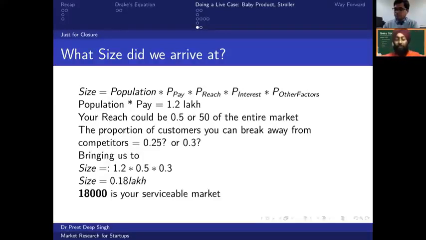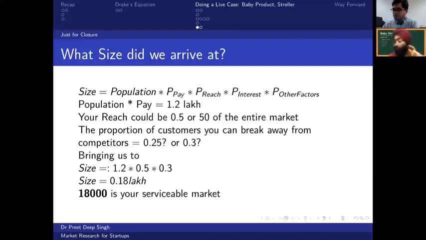Think of any number. Think of it as 0.25, 0.3, whatever. You know, 0.3 is a big number, by the way, in your first year, right? So that gives you a total serviceable market of 18,000. This is the number. Take a moment, absorb this slide. 60,000 is the total market that you are reaching. Total people that you will ever reach based on your current strategy, right?